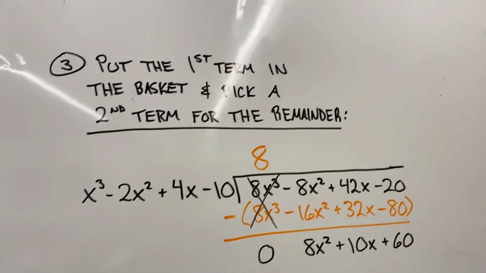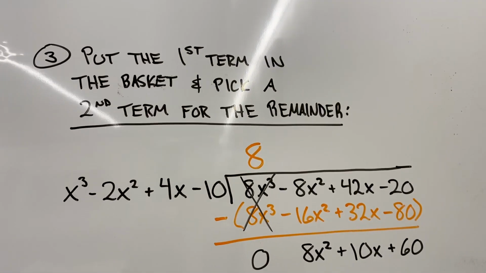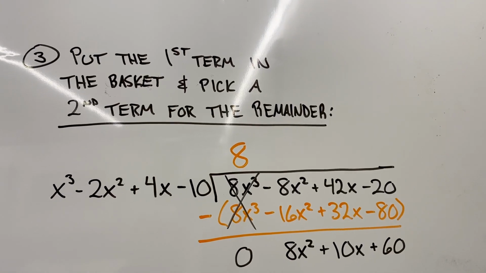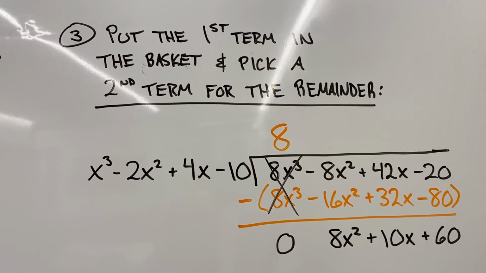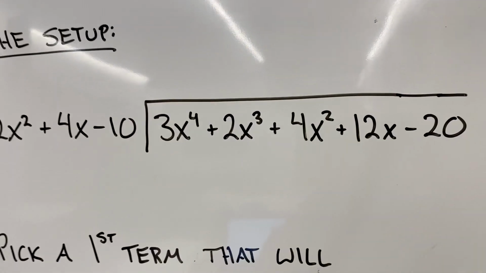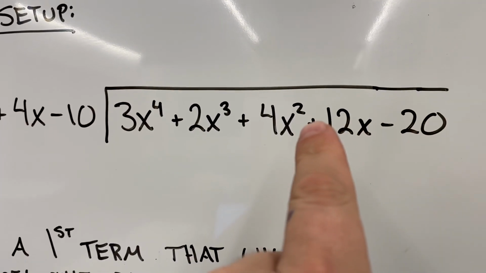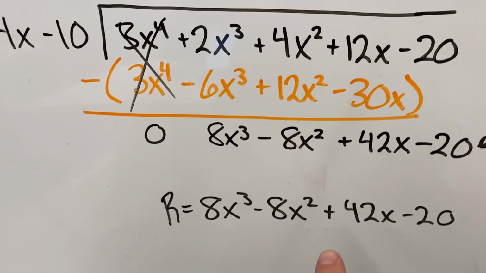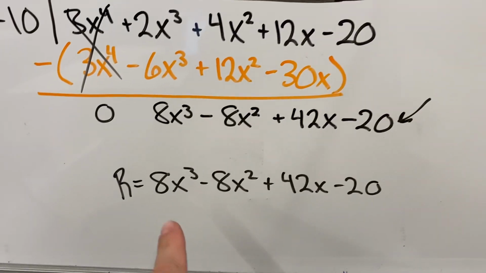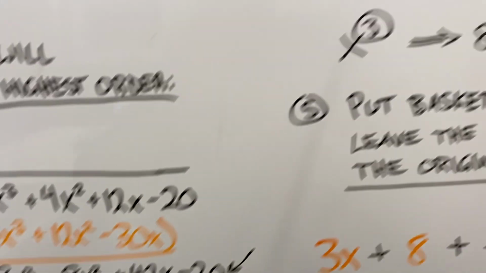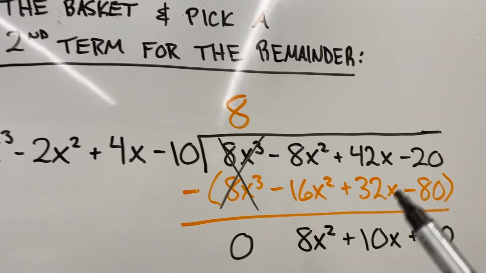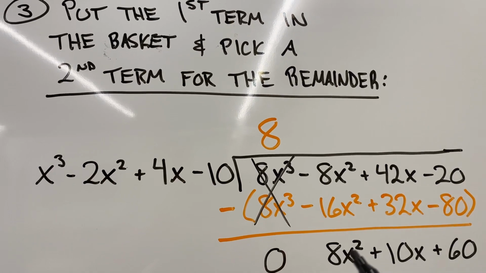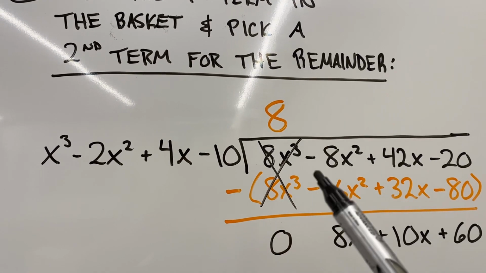Step 3, I'm going to put that first term in the basket, and we're going to pick a second term for the remainder. So now we've switched our original dividend with the remainder value: 8, 8, 42, negative 20. We're going to repeat the same process. We're going to pick a second term.